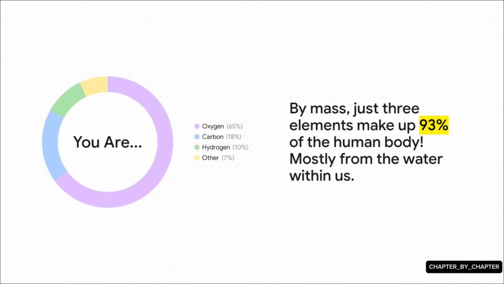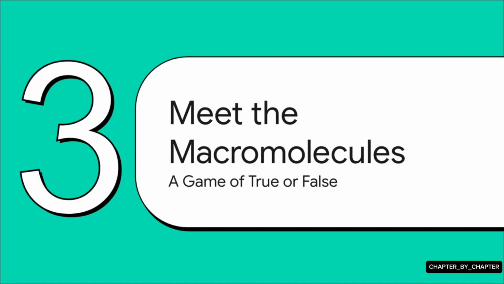But check out this breakdown because this is what's really fascinating. By mass, we are a whopping 65% oxygen. Most of that is just from the water in our bodies. Then comes carbon, and hydrogen is a close third. Just think about that. 3 elements make up 93% of who we are. That is incredible.